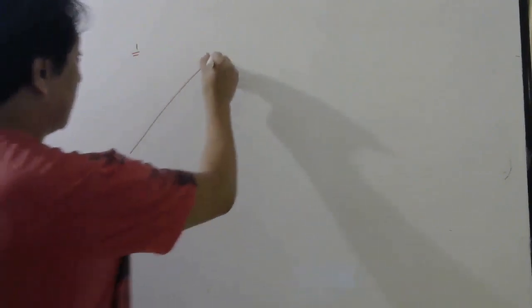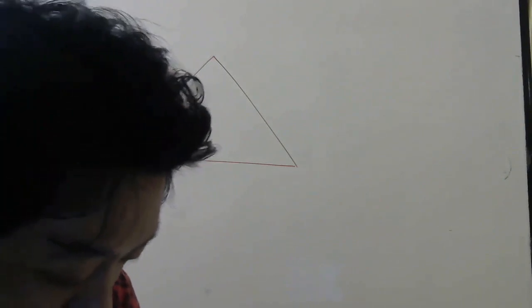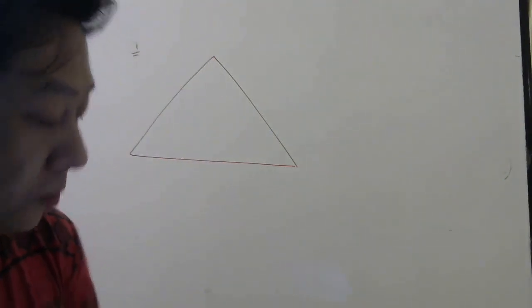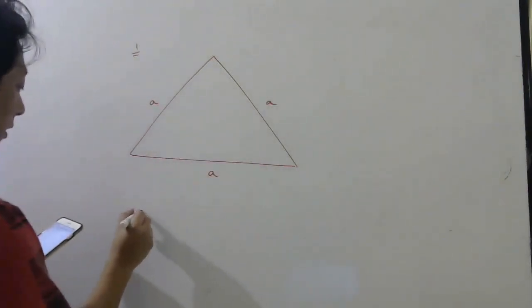The first question says, a current of 1 ampere is flowing in the sides of an equilateral triangle of side 2 meter. Find the magnetic induction field at the centroid. So they have given you an equilateral triangle, and the side is given as 2 meter. Let us call the side A. So this A is 2 meter.